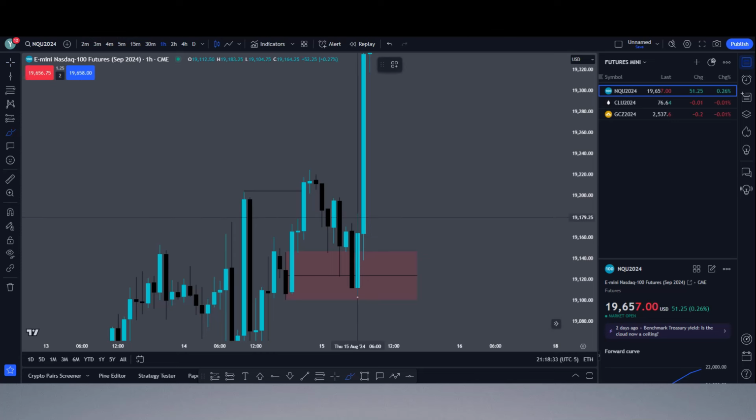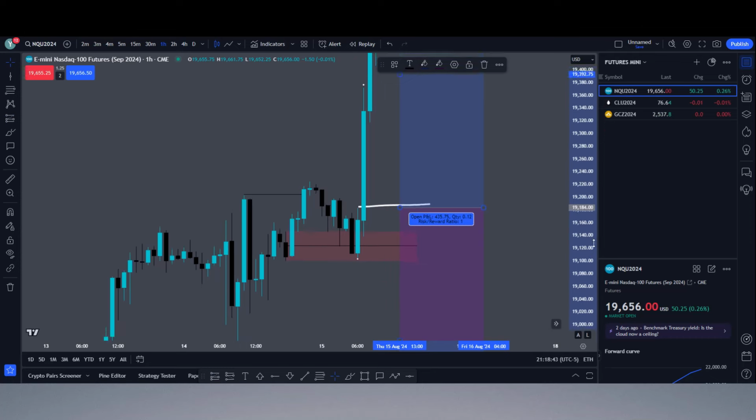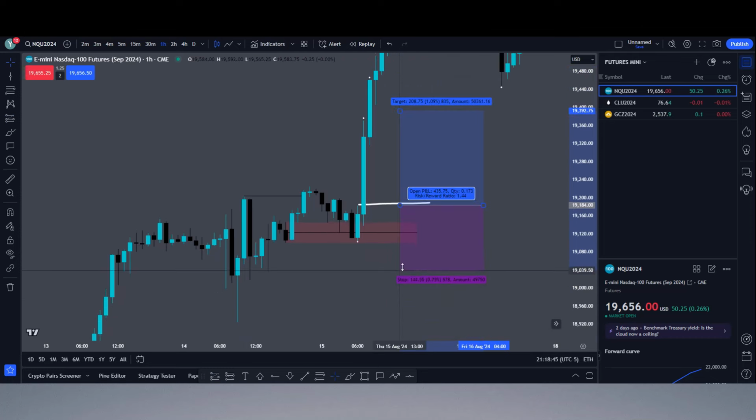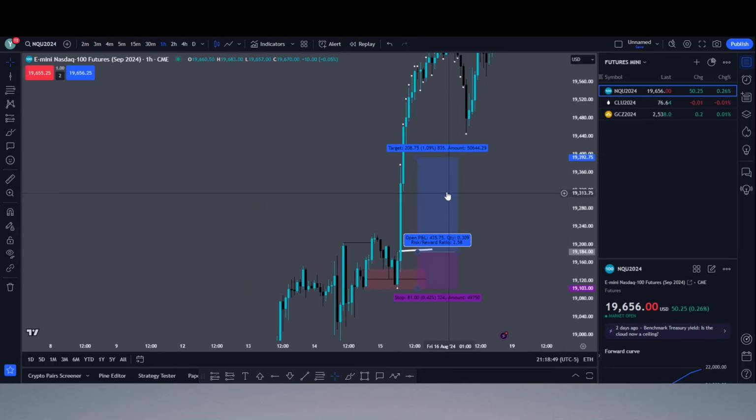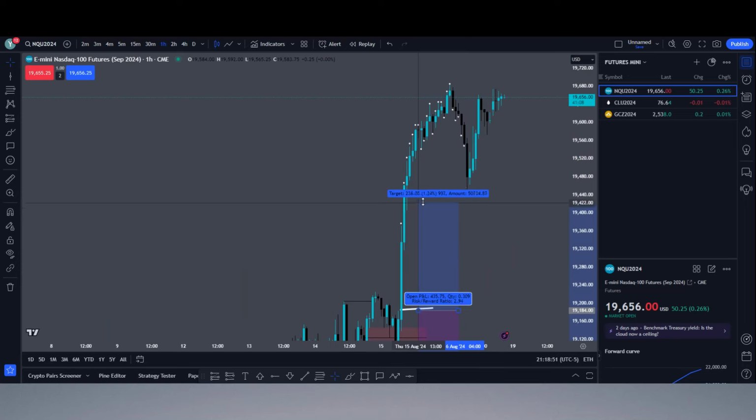So pretty much our entry is going to be right there, at the high of that candle. So we enter on the high of that candle right there, and we put our stop loss at the low of the candle right there. And like I said, this whole trade right here.